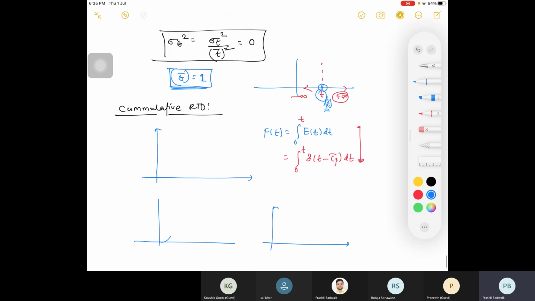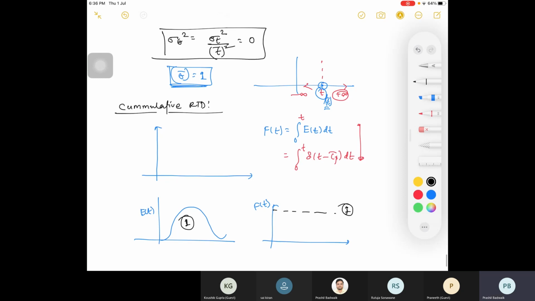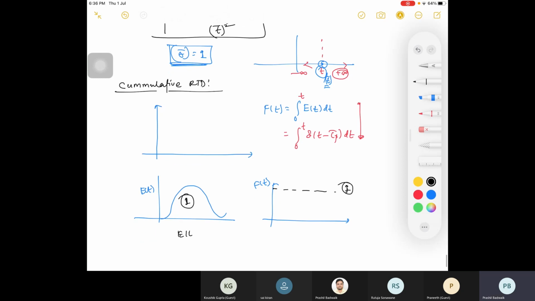drawing this, this is your curve of E(t) and this is your curve of F(t). So what is your procedure for finding out the value? Area under the curve, 1. So this value will be maximum, that is 1, right? So what are you doing actually? You are integrating your E(t) curve from 0 to a particular time t. That is your f of t, cumulative up to time t.